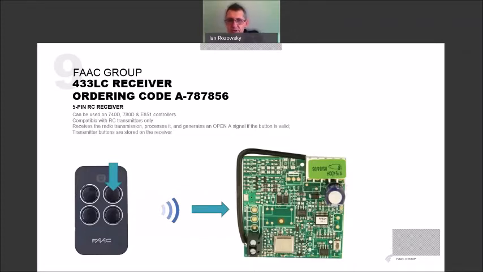And if it is a valid remote control, that receiver actually passes an open A command to the sliding gate motor to open. It's a trigger to the system. So what's important to note is that the transmitter buttons are actually stored on the receiver itself, on this RC receiver card. So if you remove that receiver card from the control board, you remove the remote controls with it.